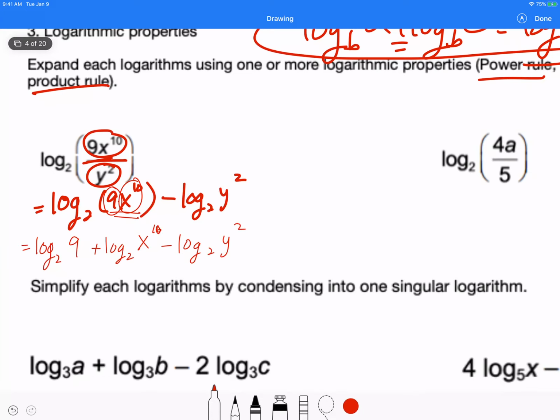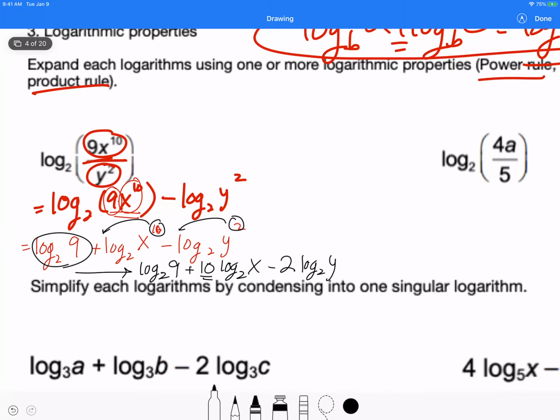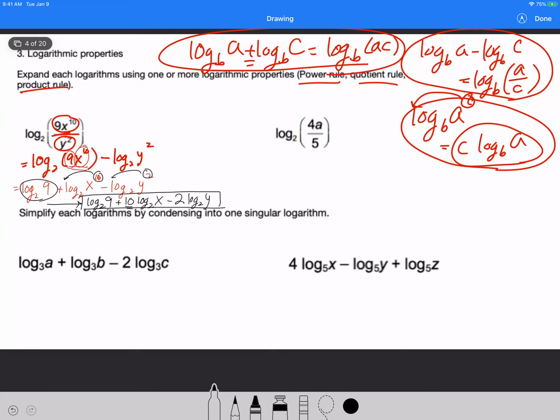Now that's all good, but there's a last step that needs to be involved, which is the power rule, which states that every exponent can come to the front. So my final answer would be log base 2 of 9. This will stay the same because there's nothing to do with that. Plus 10 times log base 2 of x. Notice how the 10 now comes into the front. Minus 2 log base 2 of y. This would be my final answer for the logarithmic properties.